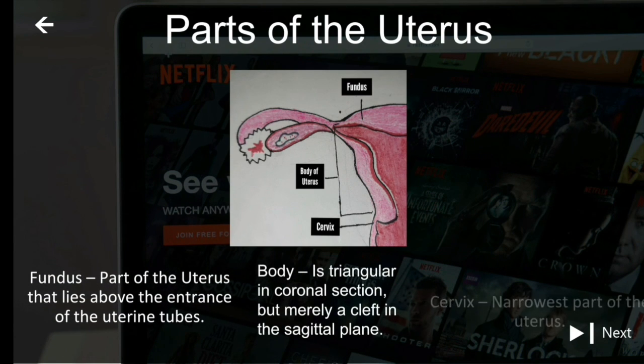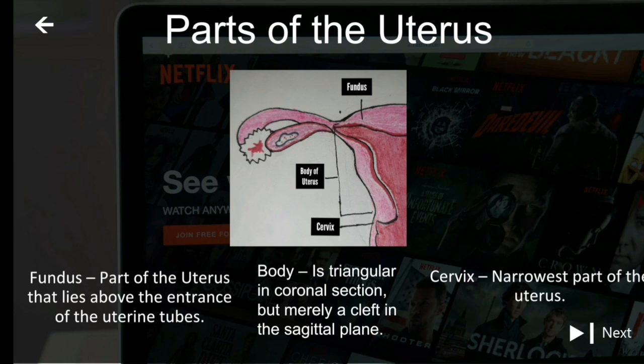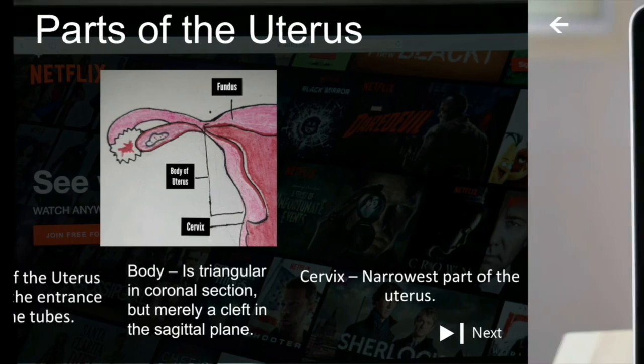Parts of the uterus. First up is the fundus. It is the part of the uterus that lies above the entrance of the uterine tubes. Next is the body. It is triangular in coronal section but merely a cleft in the sagittal plane. Lastly is the cervix. It is the narrowest part of the uterus.